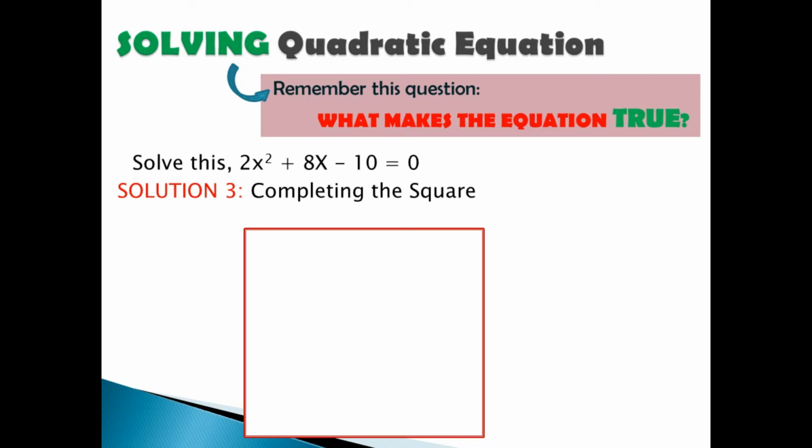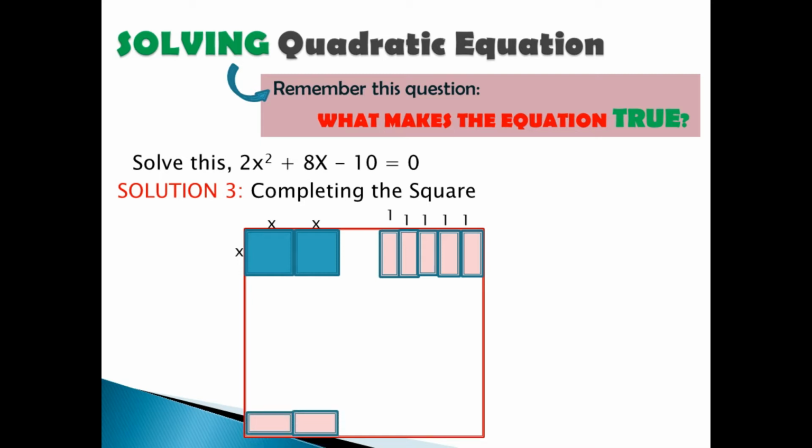So from the given, we need to have two squares with area x squared because you have there 2x squared. We need 8 rectangles with area x. 1, 2, 3, 4, 5, 6, 7, 8. Next will be -10.